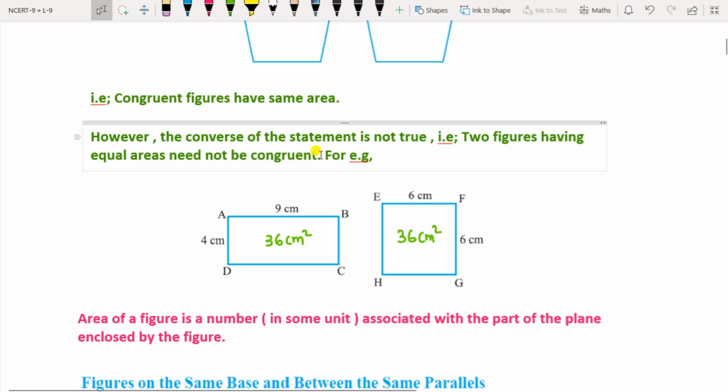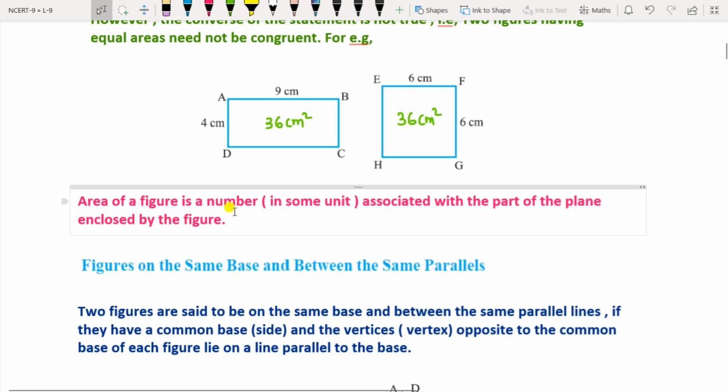So what is meant by area now? Area of a figure is a number in some unit, that is centimeter square or meter square or kilometer square, associated with the part of the plane enclosed by that figure. In this case, this much part of the plane associated with the rectangle is called the area of that figure. Similarly this is the area of the square, the part of the whole plane associated with this figure. So the inside part of that particular figure is called the area.